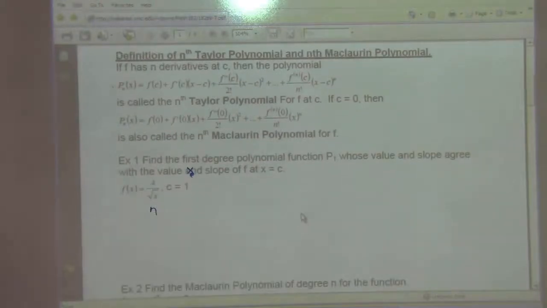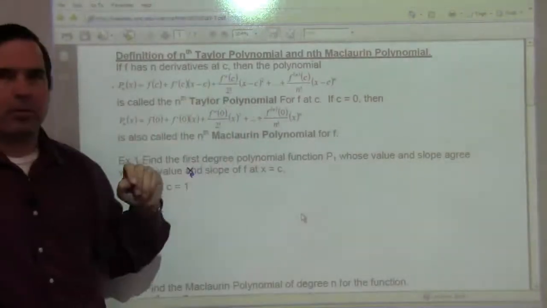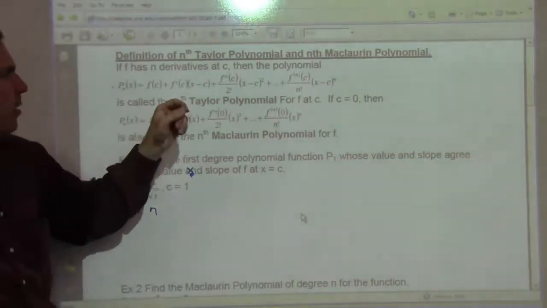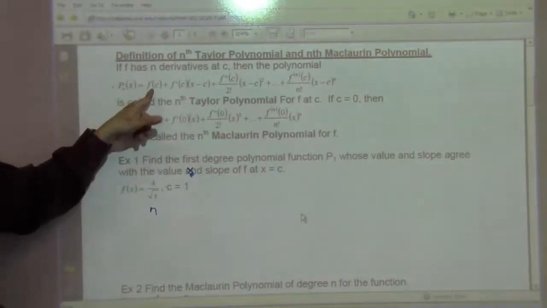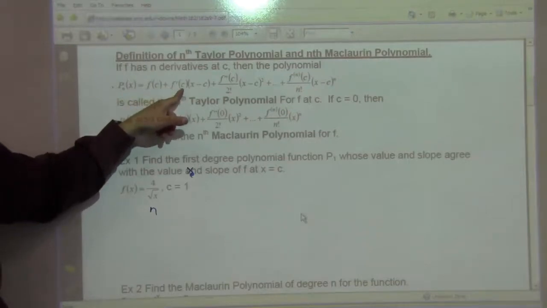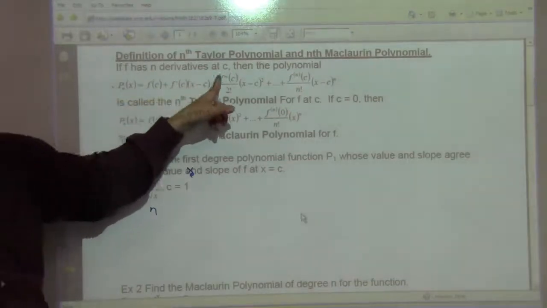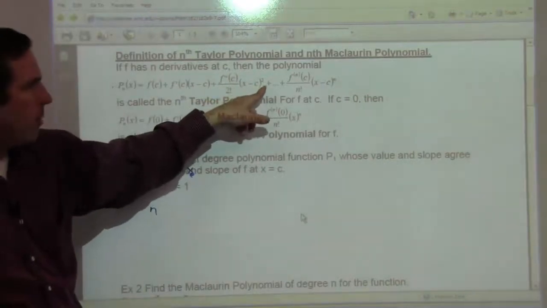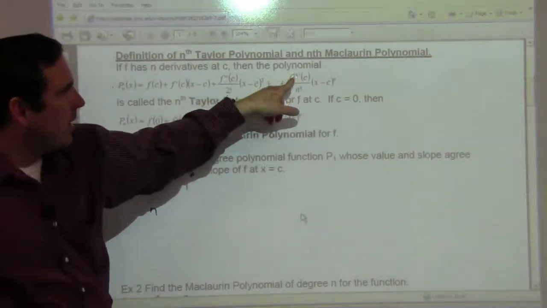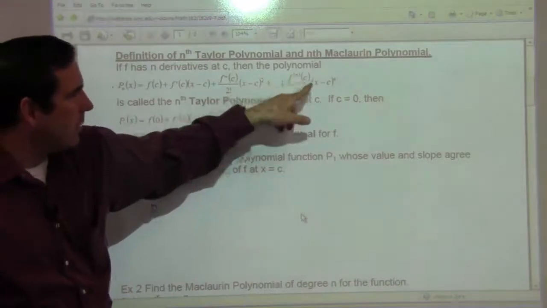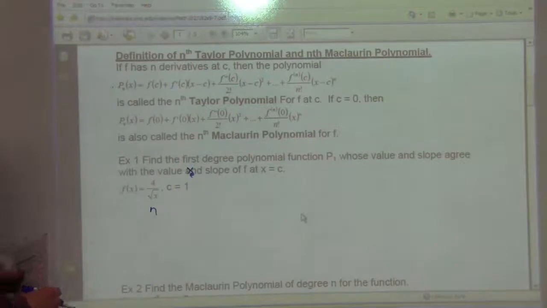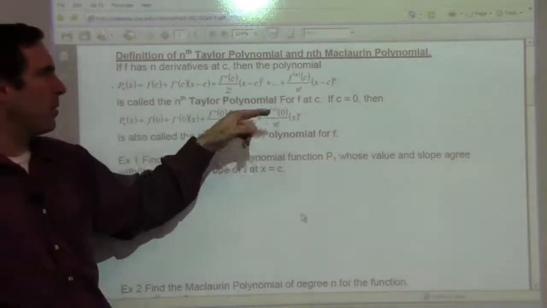So the definition of the nth Taylor polynomial and the nth Maclaurin polynomial. If f has n derivatives at c, then the polynomial p sub n of x equals f of c plus f prime at c times x minus c plus f double prime at c over 2 factorial times x minus c squared plus dot dot dot plus the nth derivative of f at c over n factorial times x minus c to the n. This is called the nth Taylor polynomial for f at c.